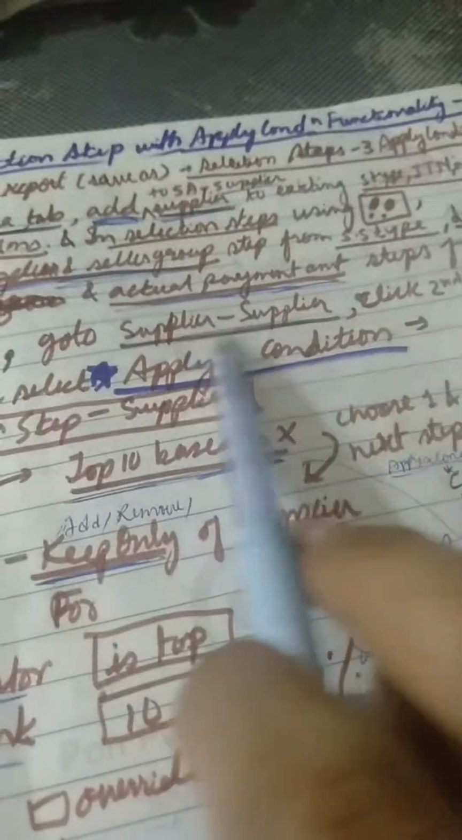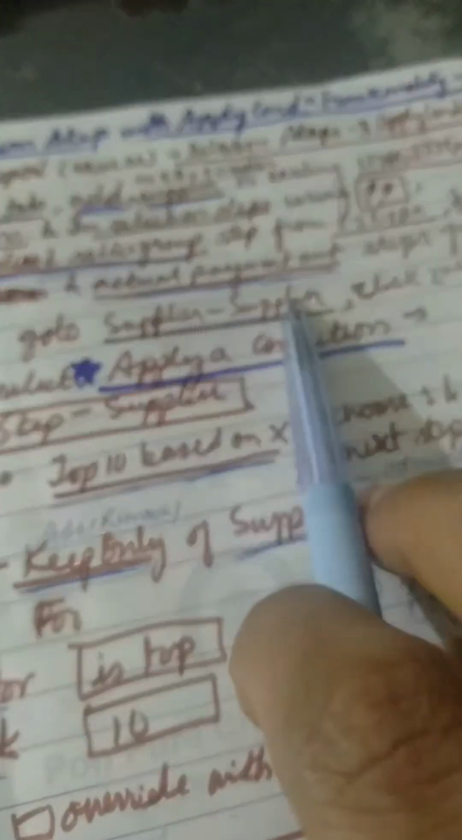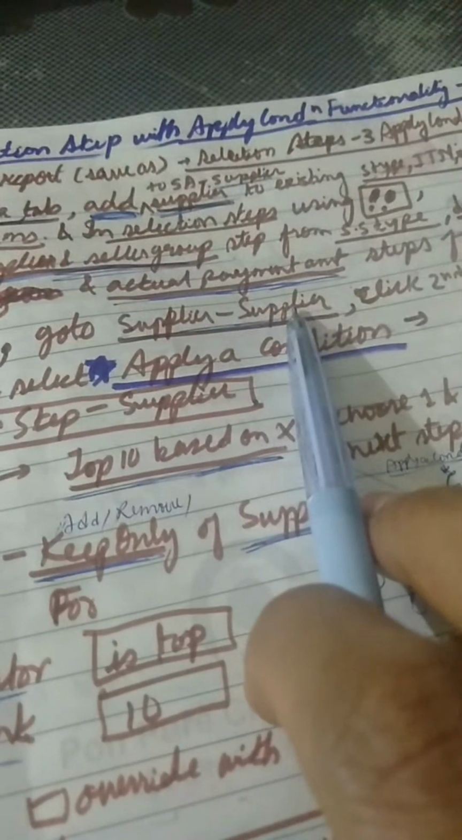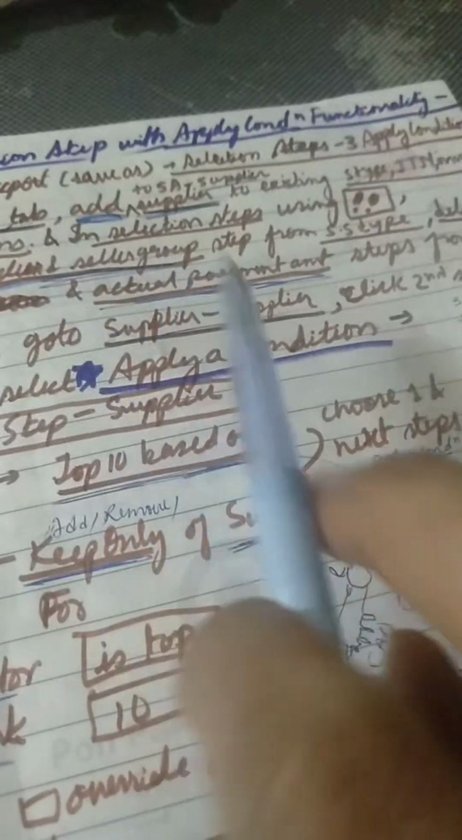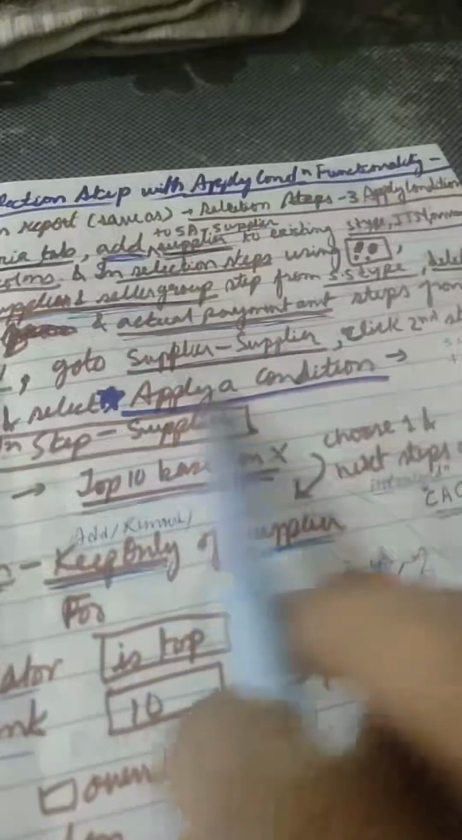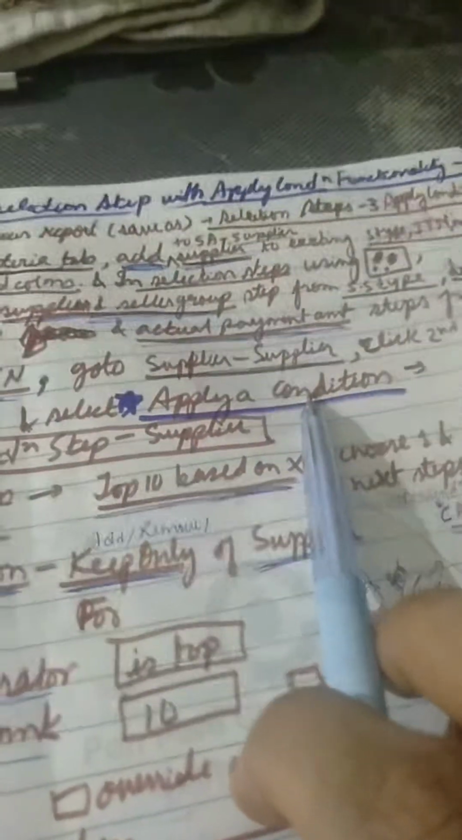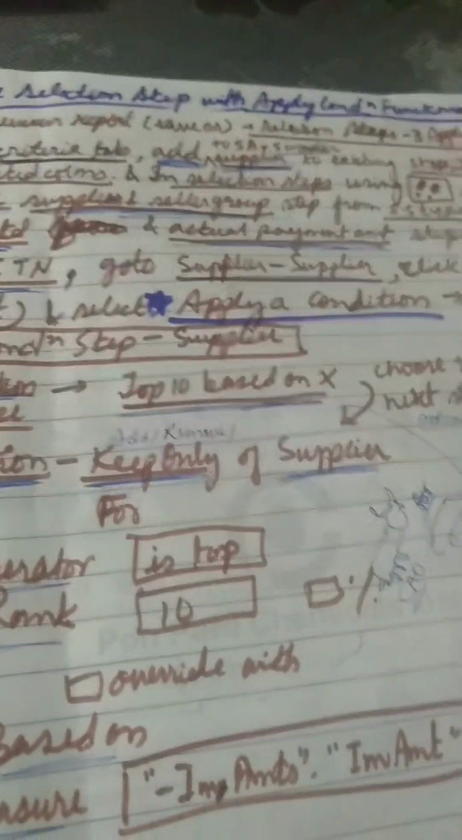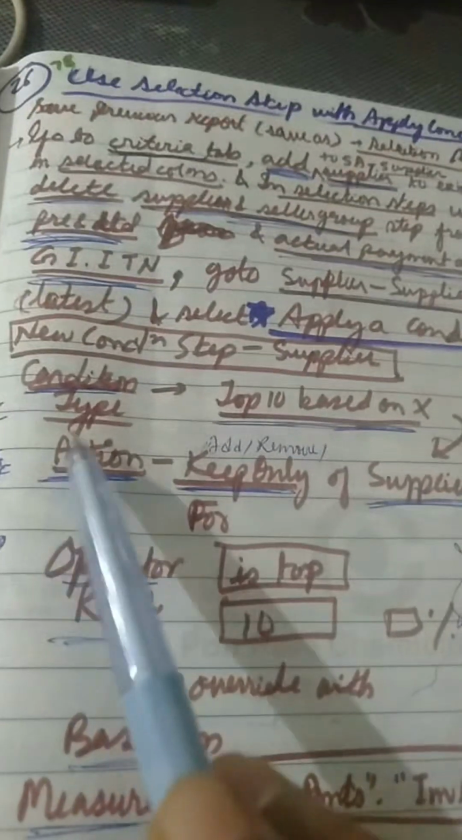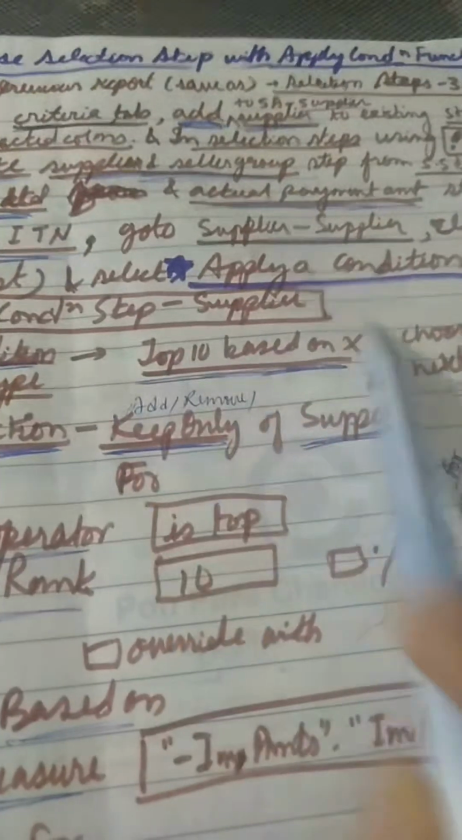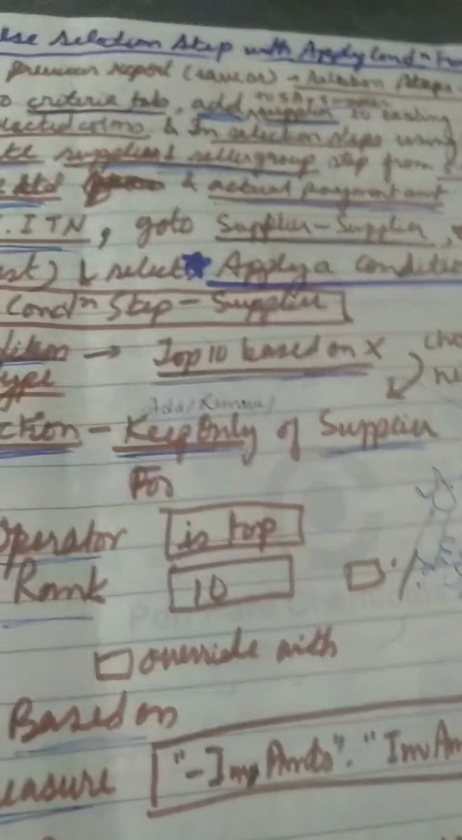Now what I'm doing is I'm going to supplier, the latest column. There's one more column added now, so it will also have a selection step. I'll click on the second step for this, right click and click on apply a condition. I'll just show you one condition. In the condition type there are multiple options here, so you can explore that.